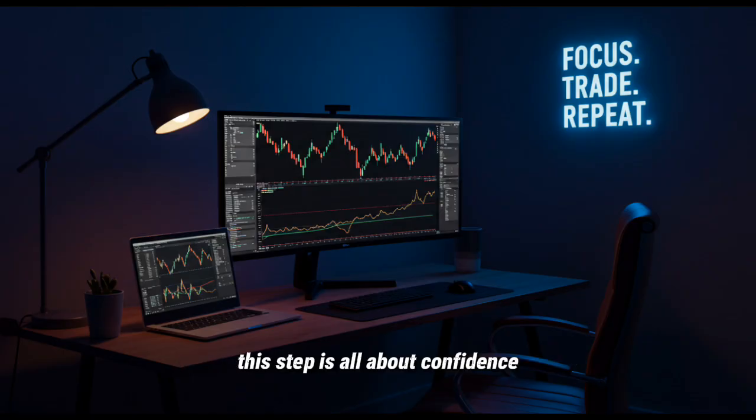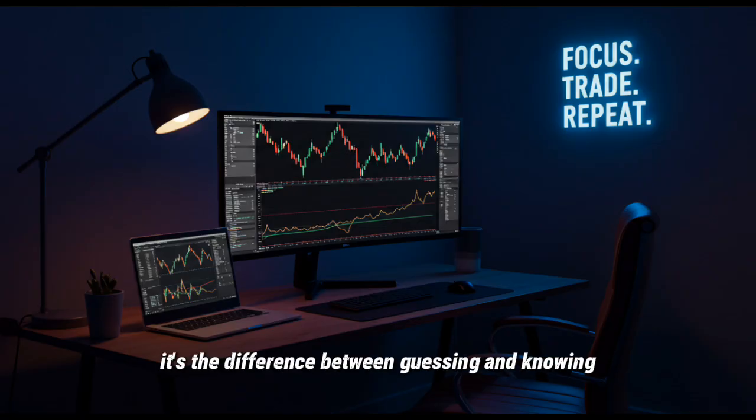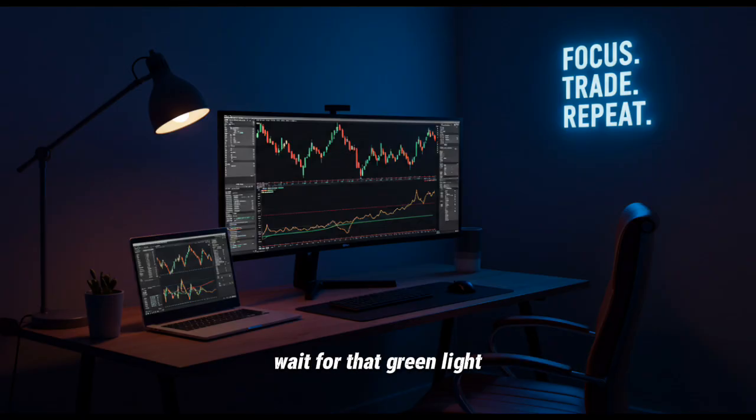This step is all about confidence. It's the difference between guessing and knowing. Wait for that green light, and you'll avoid a lot of unnecessary bumps down the road. Now that your setup's confirmed, it's go time.